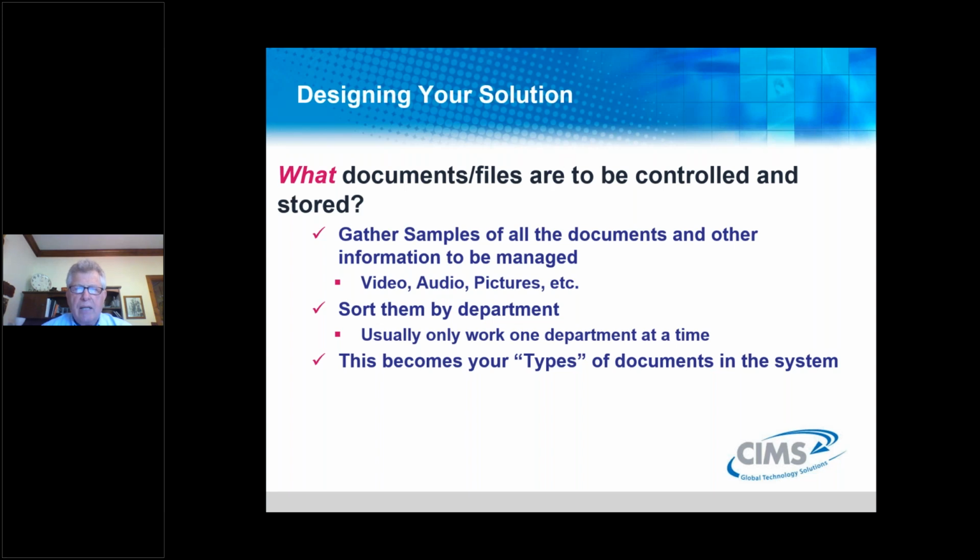So what documents are to be controlled and stored? The first step in that process, of course, is to gather samples of all the documents and other information to be managed, or at least make a list of all the video, audio, pictures, and so forth that are already digital files, but maybe they aren't. Maybe you have a lot of audio on tape or video on tape that needs to be converted to digital, or you have physical pictures in an album or in a file someplace. How do we get all that converted and put into the system?